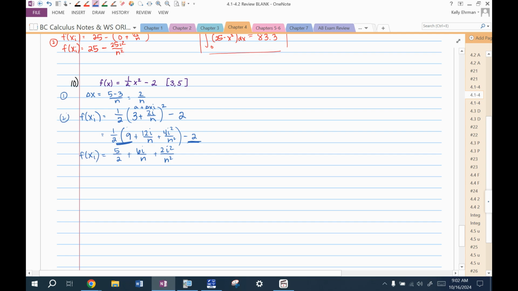So step 1, step 2. Step 3 is to go ahead and set up the integral. So we're taking the integral from 3 to 5 of 1/2 x squared minus 2 dx. That's exactly equal to the limit as n approaches infinity of the sum from i equals 1 to n of delta x times f of x sub i. Reminder, why is it that again? Remember, we're adding up the area of all these rectangles, and they all have a base of delta x and a height of some x sub i. So that's why we do that. Delta x was 2 over n. We're going to multiply that by 5 over 2 plus 6i over n plus 2i squared over n squared.